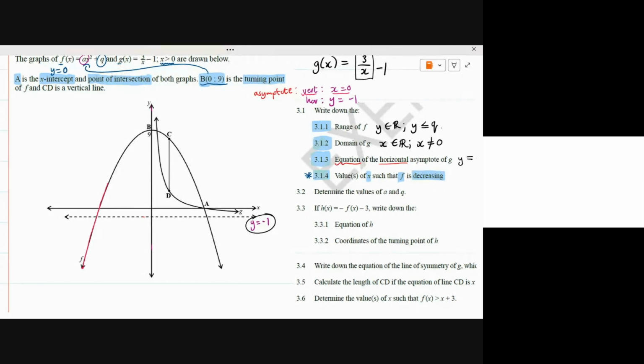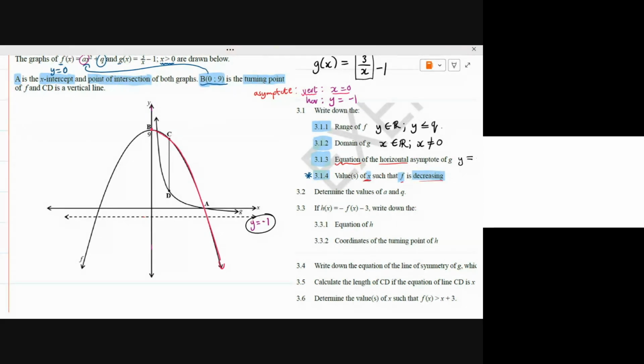You can even use thumbs. Are we going up or down? We're going up, right? It's increasing, increasing, increasing until I get to my turning point. What happens when I get to my turning point? My graph starts decreasing. Exactly. My graph starts decreasing.